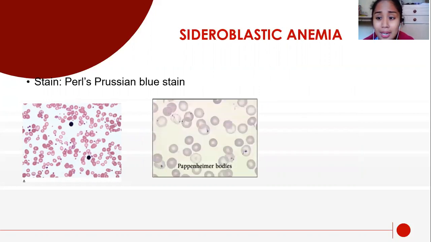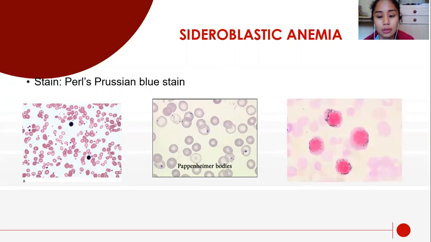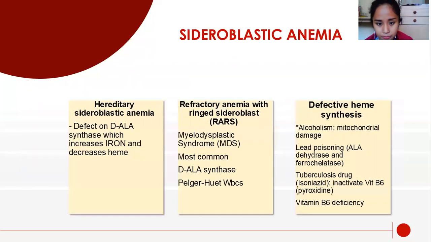Next, Pappenheimer bodies, or siderotic granules. Inside them is iron, so it's good to stain them with Prussian blue stain. Even more so is our ringed sideroblast. I told you, iron has nowhere to attach to, so it deposits in the mitochondria, forming a constellation around the nucleus of the immature blast cell. Take a look.